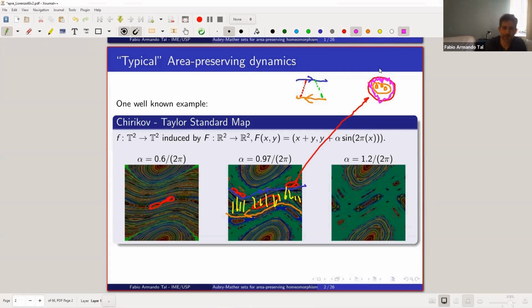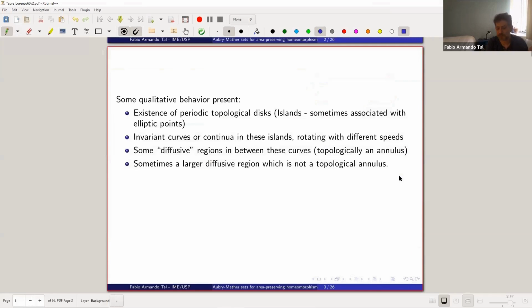And perhaps sometimes you also see things depending on, well, in this case, if you're in the torus, sometimes you also have this very large diffusive region, which is not homeomorphic to an annulus, but is a more complicated region. So this is what you actually see in simulations, and is this what we actually see in general? And what can we say, or how can we describe this region? So let me just see if I go now over everything here.